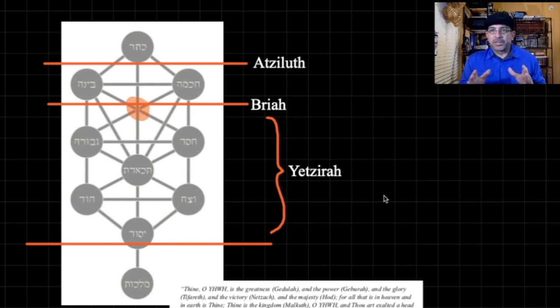Alright, so we're gonna touch Tiferet, and then in the next lesson we're gonna continue with the next Sefirot and their attributes and everything. But Tiferet is mentioned here as glory. Glory, Tiferet. It's also called beauty.